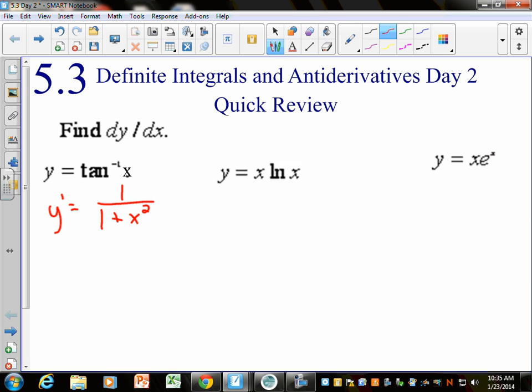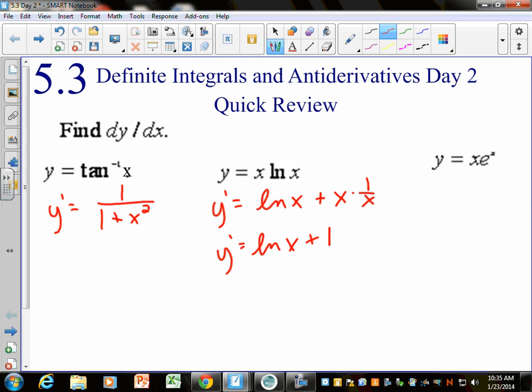This one I did x ln of x, but that's just to remind you of how to take the derivative of ln and how to take the derivative of ln of u. It's like u prime over u. But this would be the product rule, right? So if I took the derivative of this, I would take the derivative of x, which is 1, times ln of x, plus x times the derivative of ln of x, which is 1 over x, so this would be ln of x plus 1.